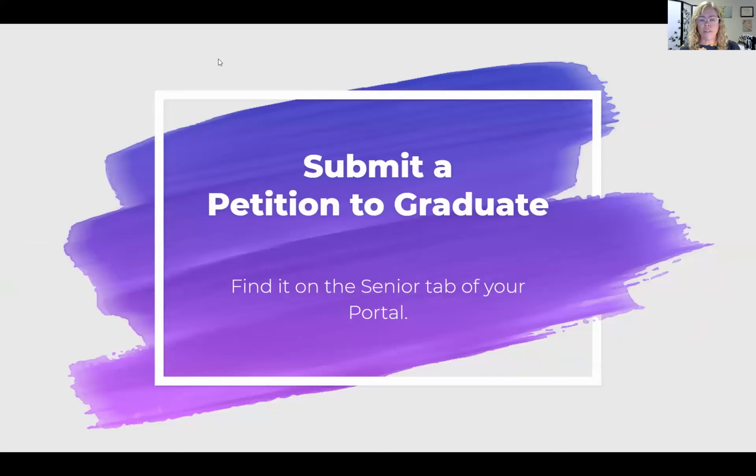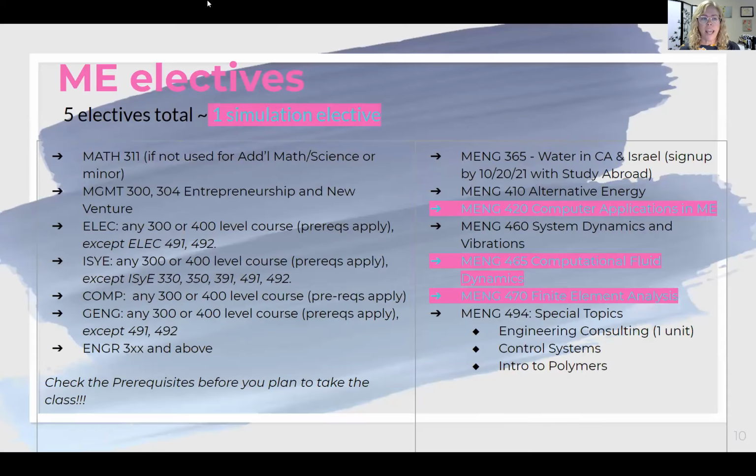Usually once you hit 90 units, the university sends you an email that says petition to graduate. If you haven't done that, you can find it on your senior tab of the portal where you can submit your petition to graduate. You know it's been approved when there's a date next to the graduation date on the top of your DegreeWorks.